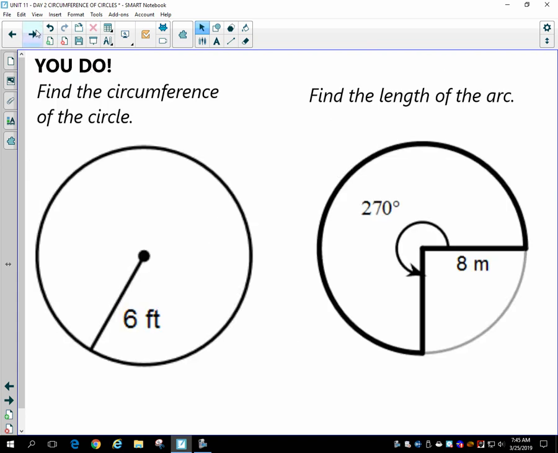So I have two for you to do. I want you to find the circumference of the first circle and then the length of the arc in the second circle. And if you have any questions, make sure you're ready to ask them in class.